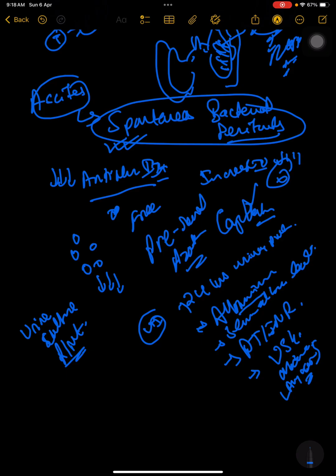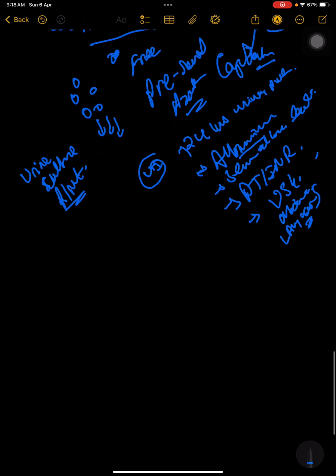How large is the fluid? How much is the fluid? Go for a chest X-ray. Rule out pleural effusion, right? These are the things that you're going to write, okay, in your exam paper.